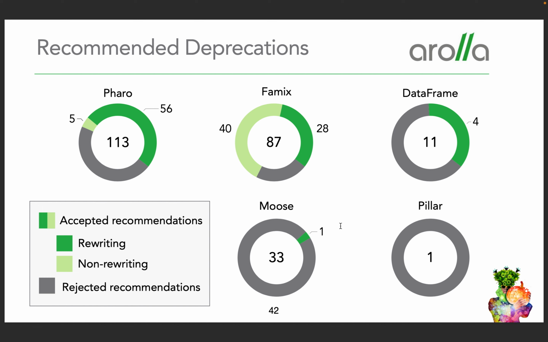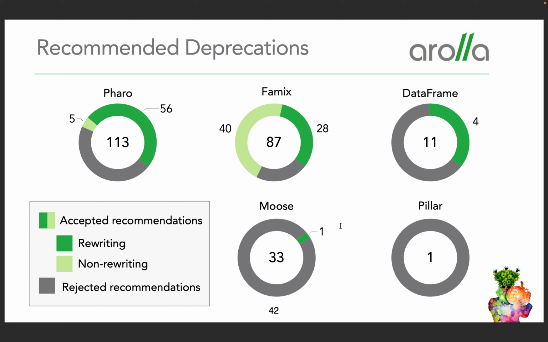Here you can see the results of our experiment. Each bar's number represents the number of recommendations for each project, and the green segments are the accepted recommendations. The light green are the non-rewriting deprecations, and the dark green are rewriting deprecations, so with transformation rules.